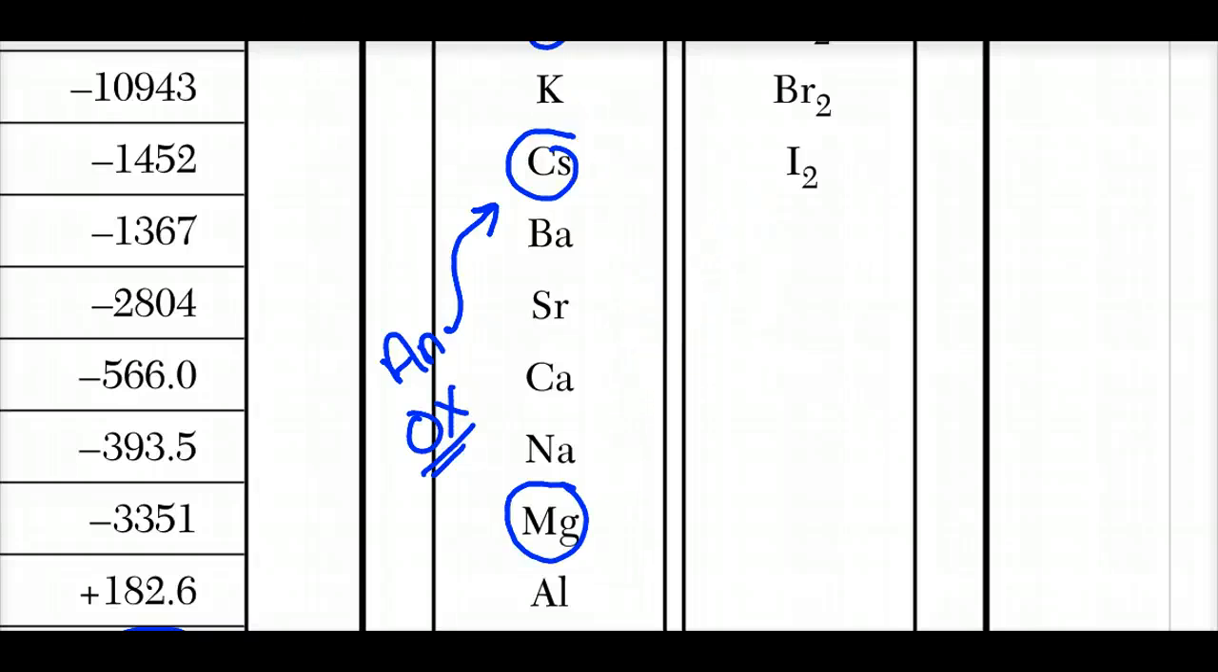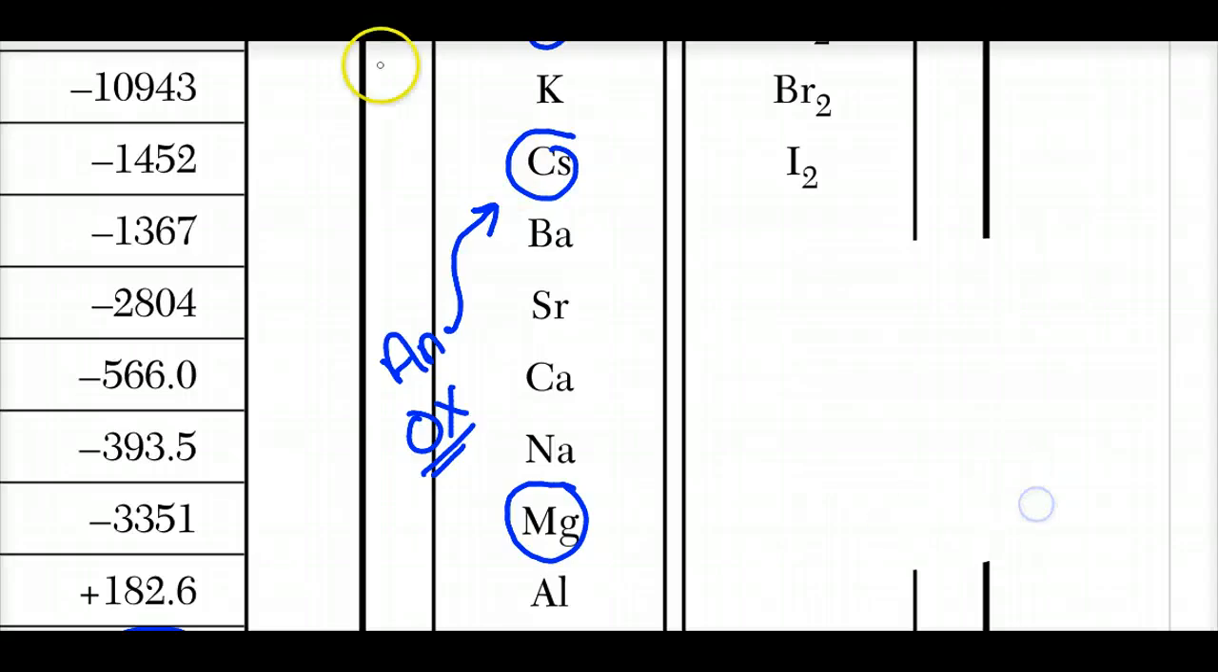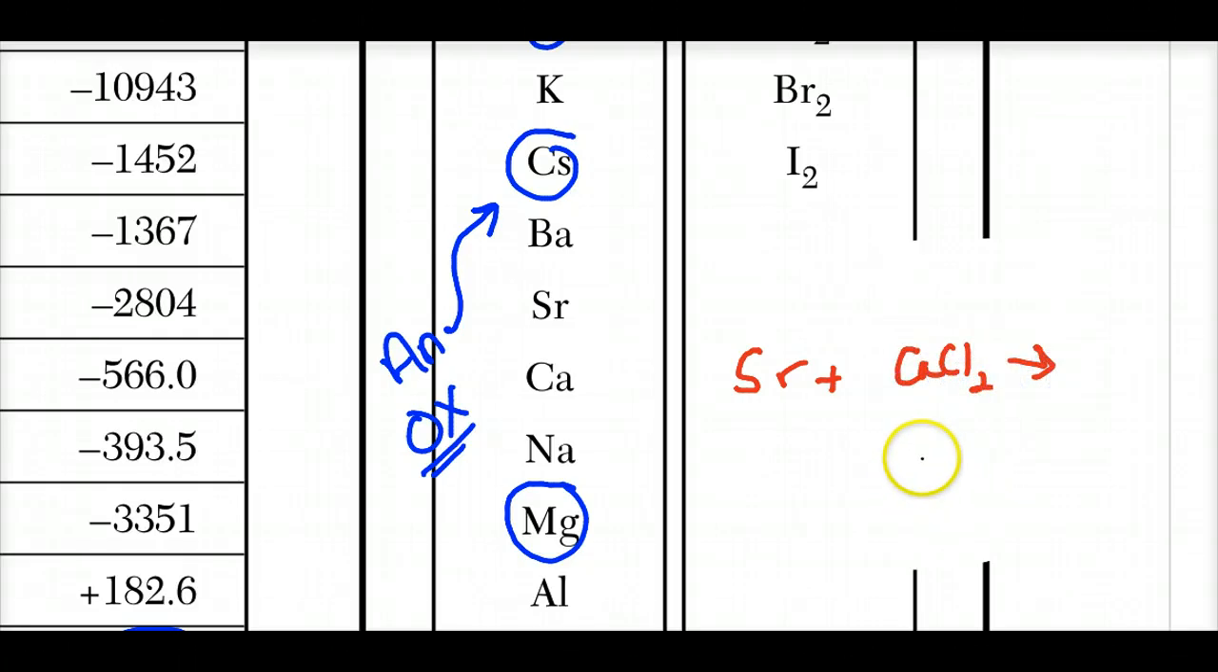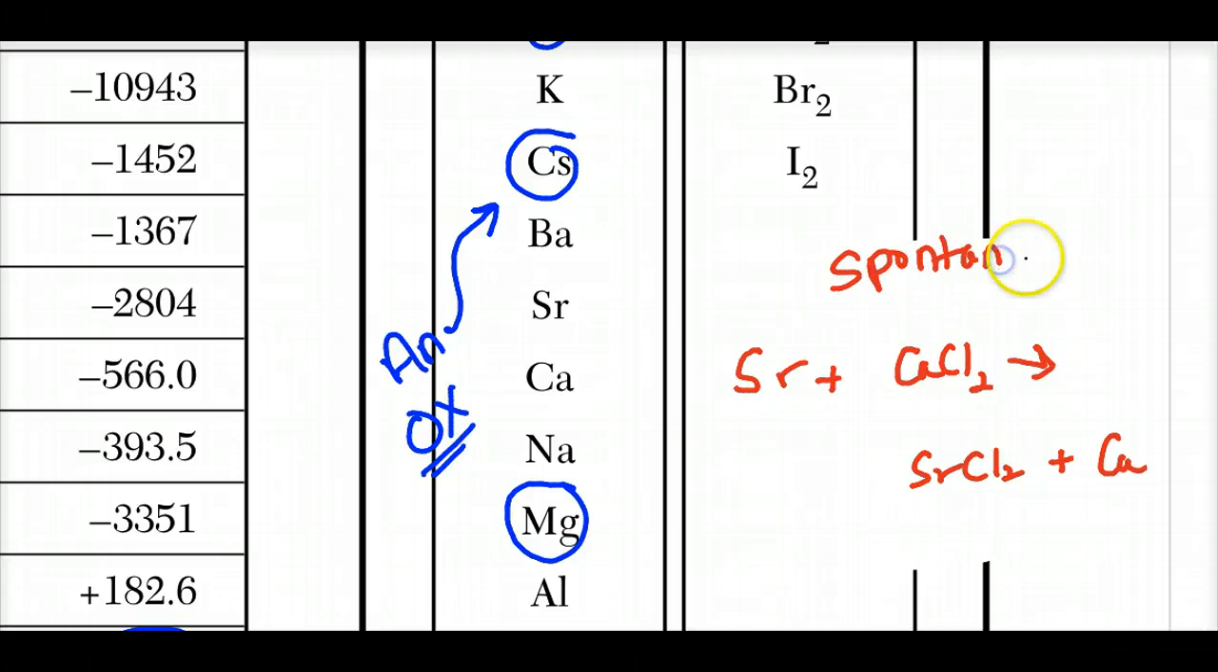Now another way we use it is in figuring out if a reaction is spontaneous. Can it work? For instance, if I have, let's say, strontium trying to replace calcium chloride in a reaction that's going to make strontium chloride and let's say pure calcium back, that's a single replacement, it's a redox reaction. I want to know if this works. We say, well, is this spontaneous? Spontaneous means, does it work?